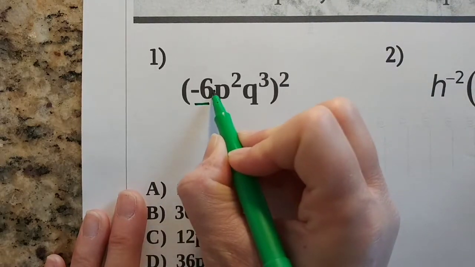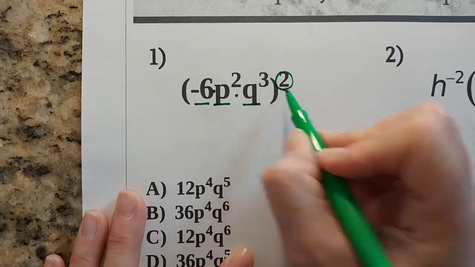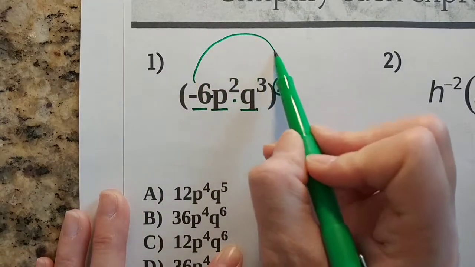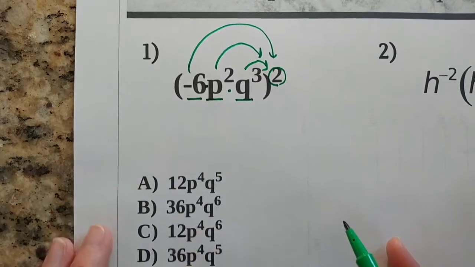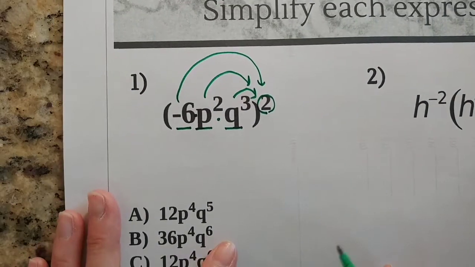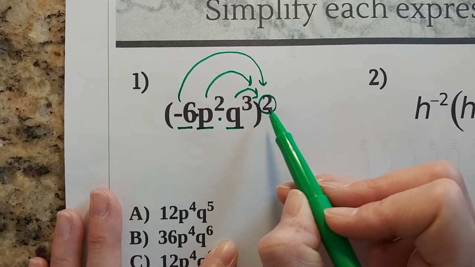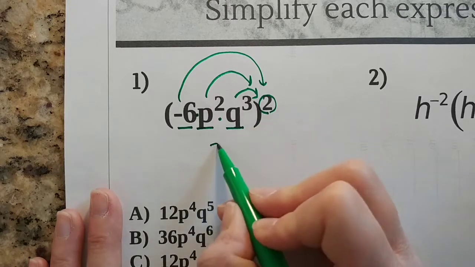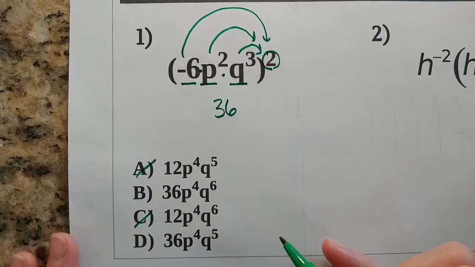Each factor, the -6, the p, and the q, all are going to have to get raised up to the second power, each one individually. Now we have some multiple choices we can choose from here. Let's try this. If I take -6 to the second power, that's -6 times -6, which you know is 36. Right now we can say that it can't be a or c.